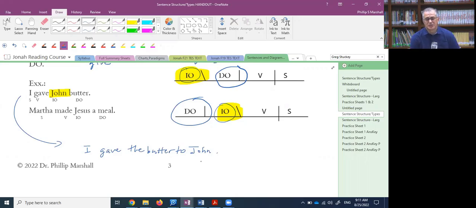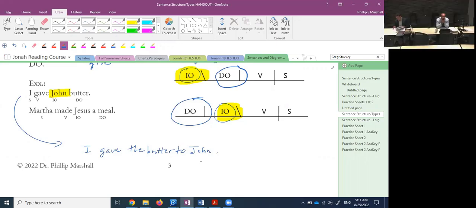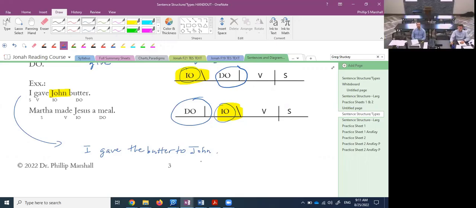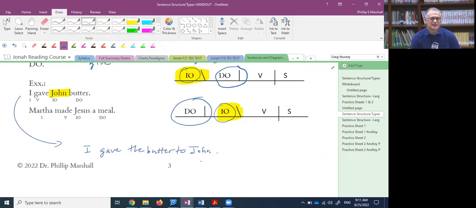Can we say I gave to John the butter? Does that sound natural to you? Sounds wooden. There's something that at least sounds awkward, right? We could use it, and I don't think anybody would accuse us of being fully ungrammatical, but it would be questionable, right? But if I left it off in the second sentence and said I gave the butter John, you wouldn't just say that's awkward, would you? You would say that's definitely not the way we do it.